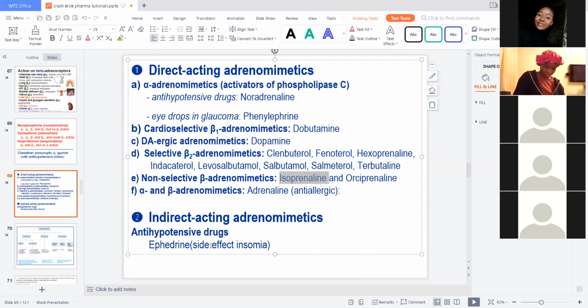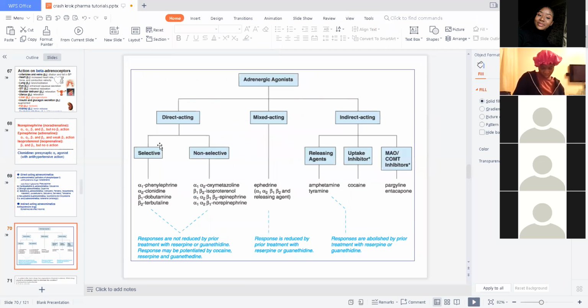I want you to pay attention that ephedrine can cause insomnia. This is a very popular KROK question. It comes out regularly. So ephedrine can cause insomnia. When you see a drug that gives you insomnia, you know it's ephedrine. Okay, so this is like a table to make you understand the adrenergic drugs well.